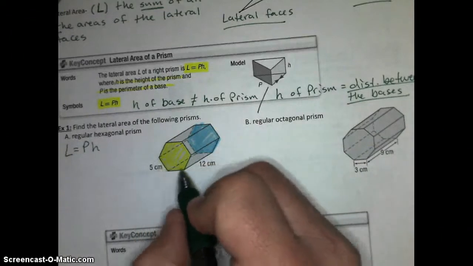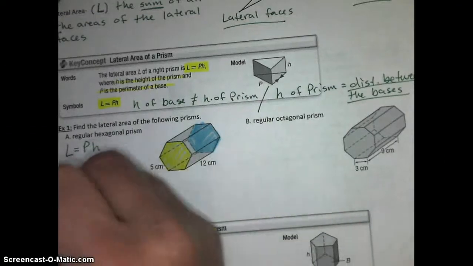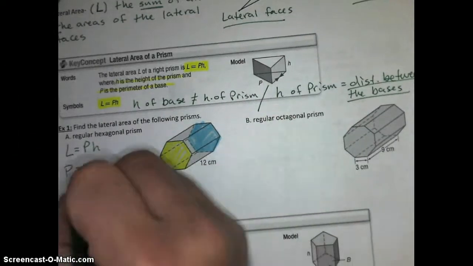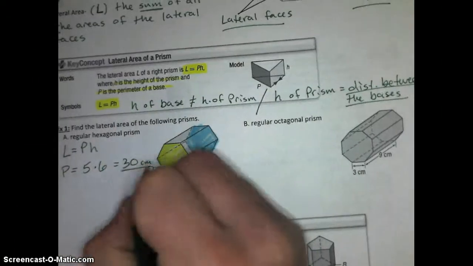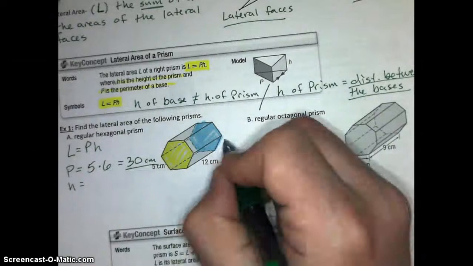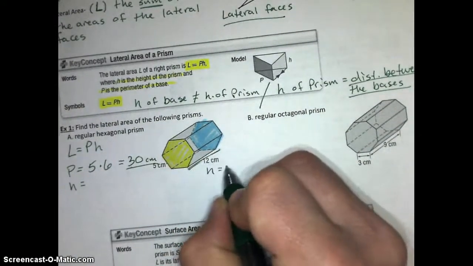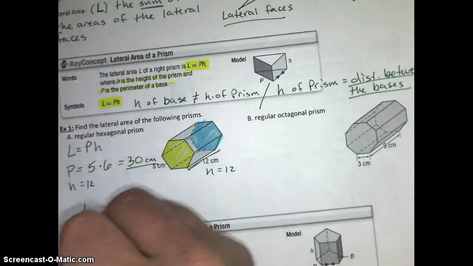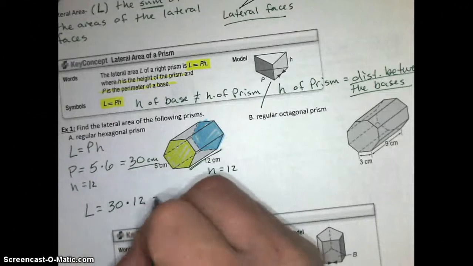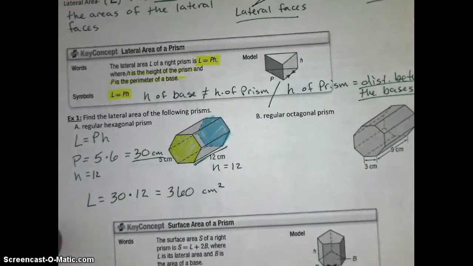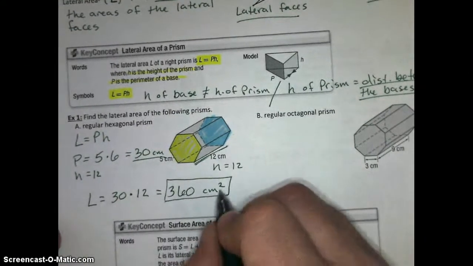Now, we have a regular hexagon for the base, where each side is 5. So the perimeter of a base is 5 times the number of sides, in this case 6. 5 times 6 is 30 centimeters. So the perimeter is 30. The height is the distance between the bases, not up and down. The distance between the bases is this 12. That's the height of your prism. So the lateral area is my perimeter of 30 times my height of the prism, which is 12. 30 times 12 gives me 360 square centimeters. It is an area measurement, lateral area, so we use square centimeters for our unit of measure.